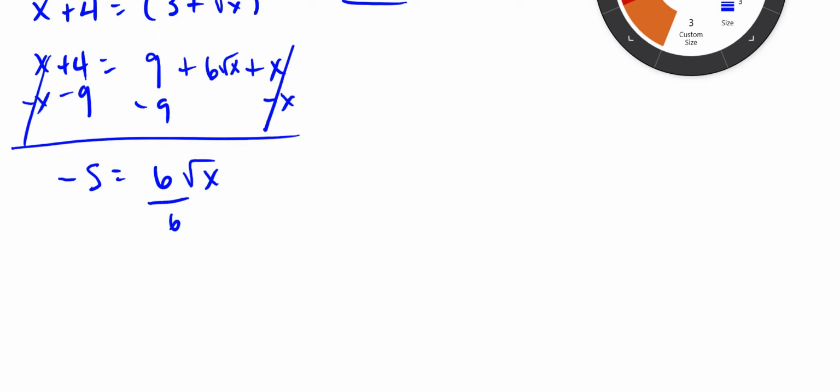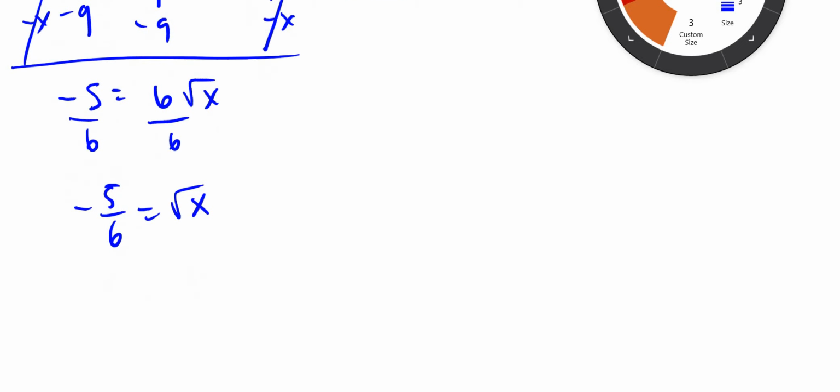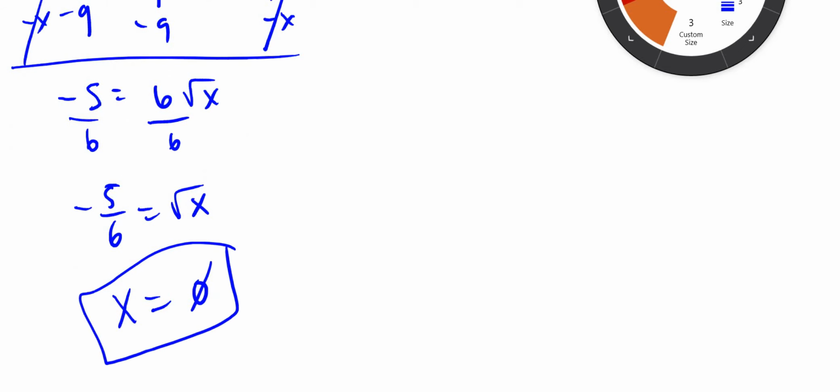Divide by 6. And I have negative 5 over 6 equals the square root of x. And I'm going to stop right there. I'm going to check this on my calculator, but right now, at this moment in time, I know x has no solution because a square root can't equal a negative value.